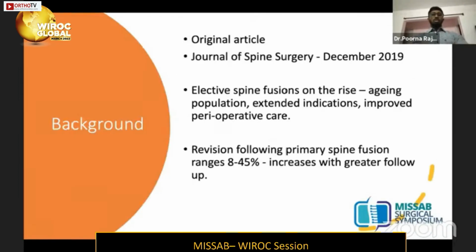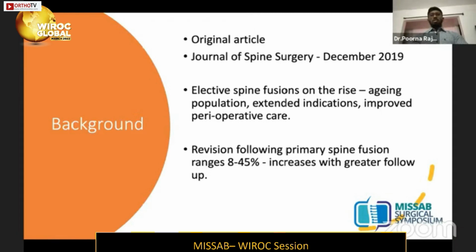So this is an original article taken from the Journal of Spine Surgery, December 2019 issue. To start with the introduction, as we all know, elective spine fusions are on the rise. One important reason is the aging population, and we have extended our indications accordingly. And there is improved perioperative care these days.